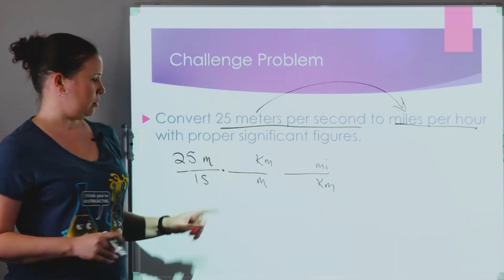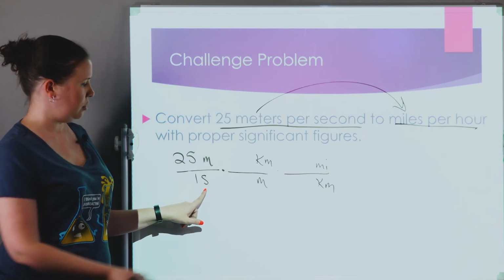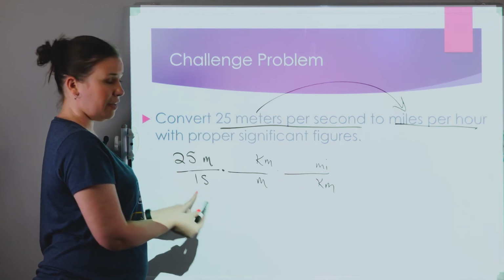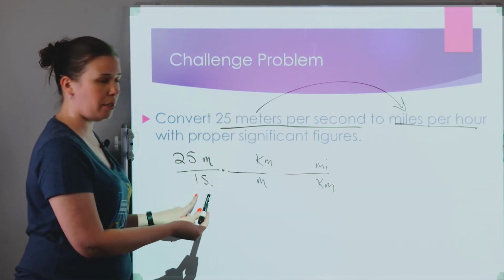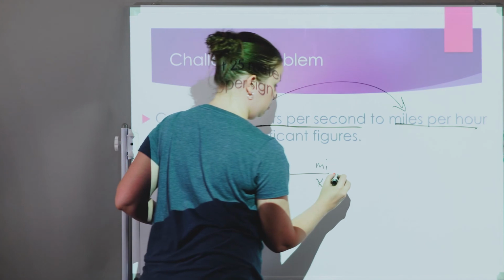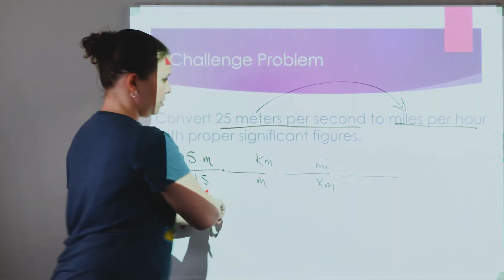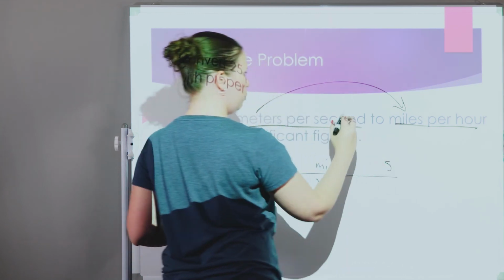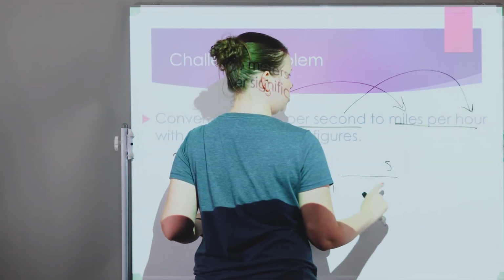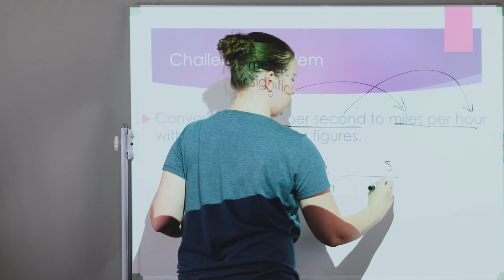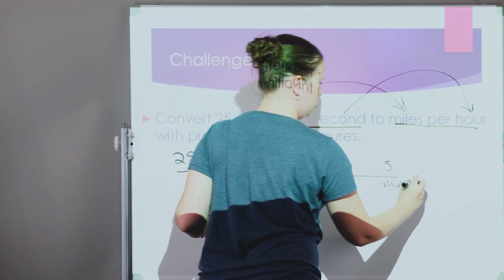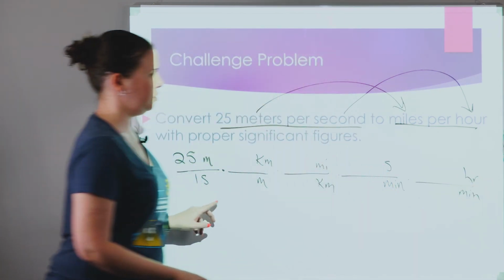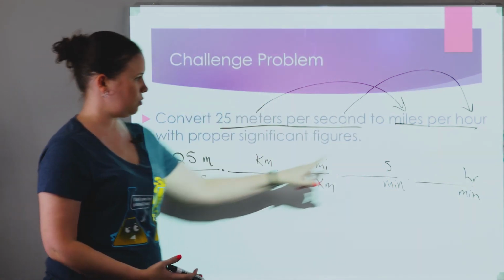Now for the new part. How do I get out of seconds? Well, if I put meters on the bottom to cancel when it's on the top, if I have something on the bottom, I would need to put it on the top to cancel. So if I have seconds on the bottom, I now need to put seconds on top. And I'm trying to go from seconds to hours, so I'm looking for a larger unit. I want to go from seconds to minutes, and then from minutes to hours, getting larger. So seconds would cancel with seconds.